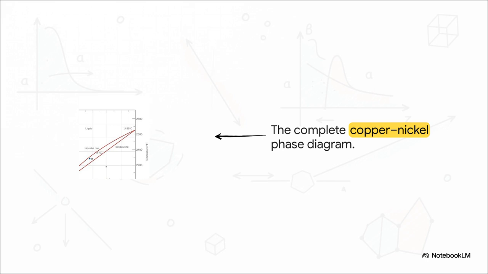Now picture a molten mixture of exactly 35% nickel slowly cooling down. As the temperature drops and crosses that top liquid phase boundary at around 1260 degrees Celsius, solid alpha phase crystals start forming right there in the melt. We have officially entered the two-phase region.